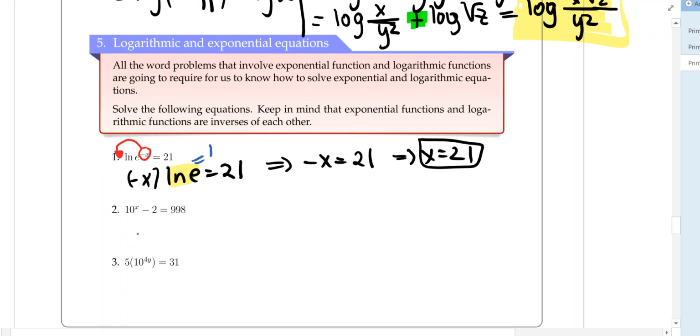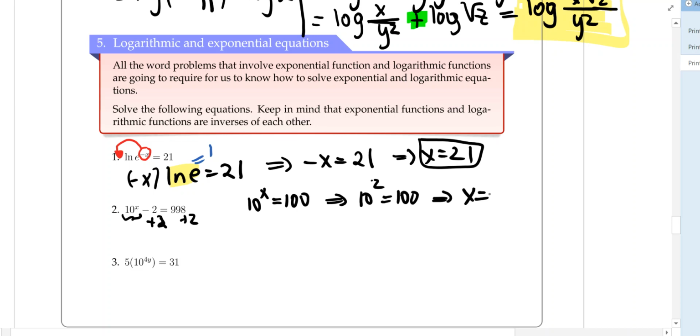Now, I'm solving for x. So when you're asked to solve an equation, you're asked to solve for x. So I need to isolate the part that has the x. So this negative 2 right here bothers me. So I'm going to add 2 to both sides. So I'll have 10 to the x equals 100. And then if 10 to the x equals 100, basically 10 to what power gives me 100? Well, I know that 10 squared gives me 100. So that means that x equals 2.